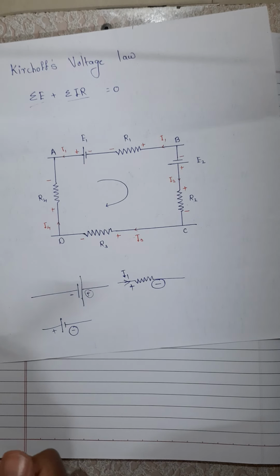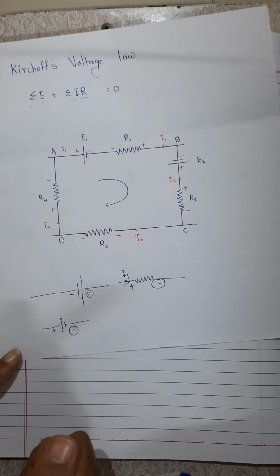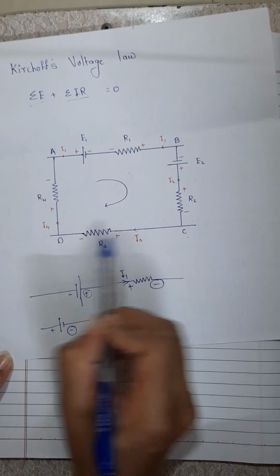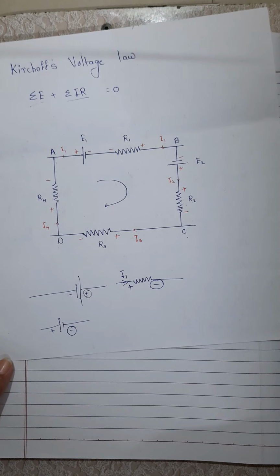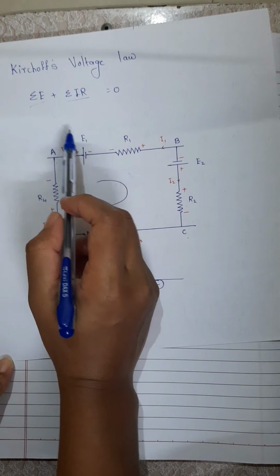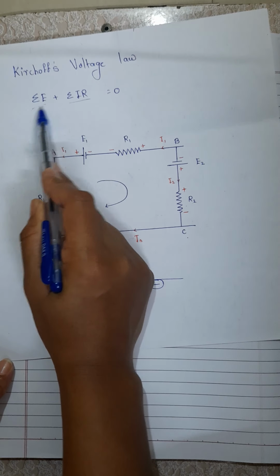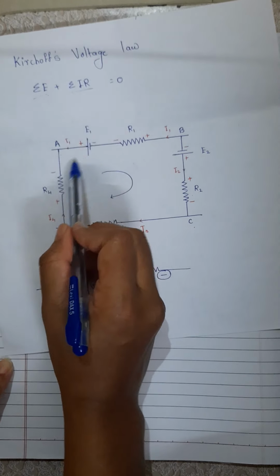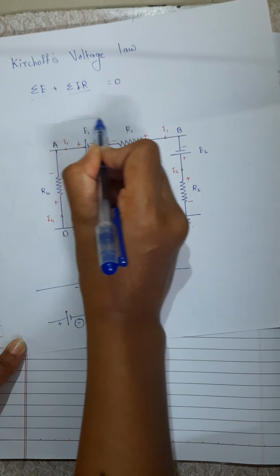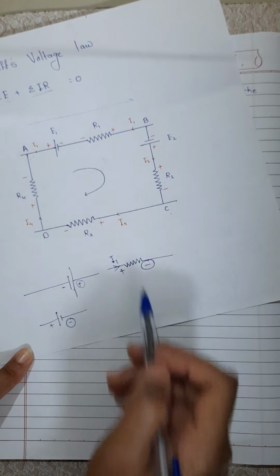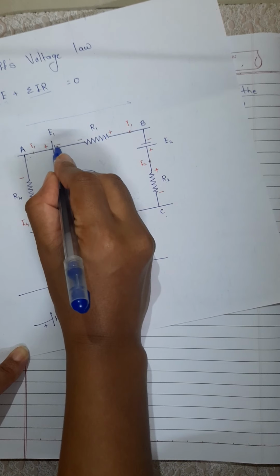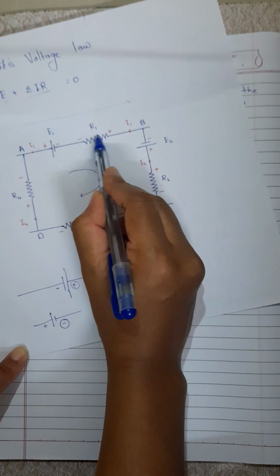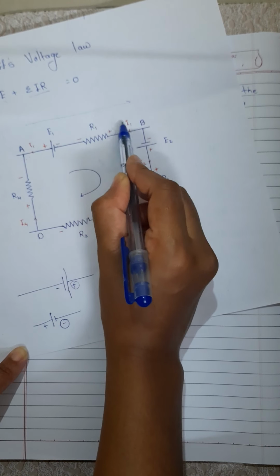Then, by applying Kirchoff's voltage law to the loop A, B, C, D and A, we take the algebraic sum of the EMF and the product of IR. Firstly, A to B. First is fall in potential, meaning minus E1, then plus I1 R1.